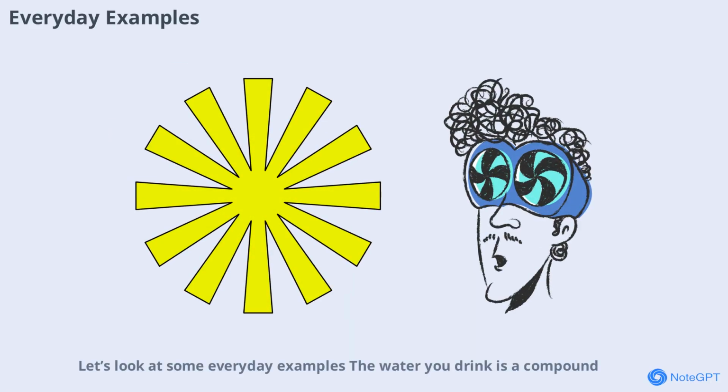Let's look at some everyday examples. The water you drink is a compound, the air you breathe is a mixture, and the gold in jewelry is an element. Recognizing these helps you see how science is part of your daily life.